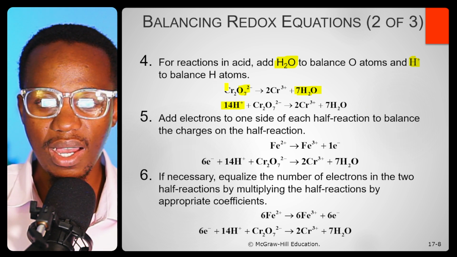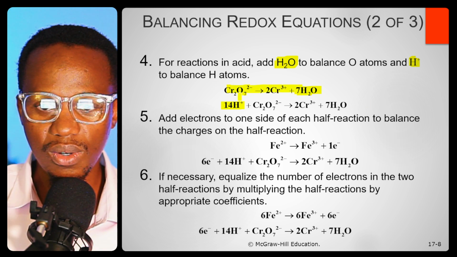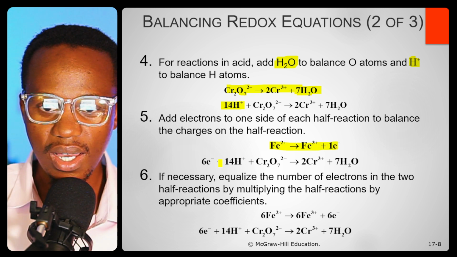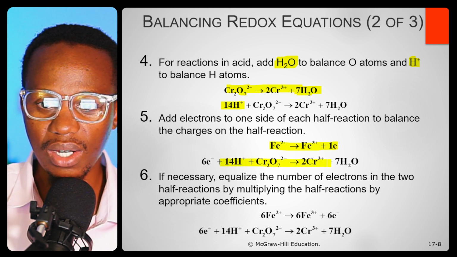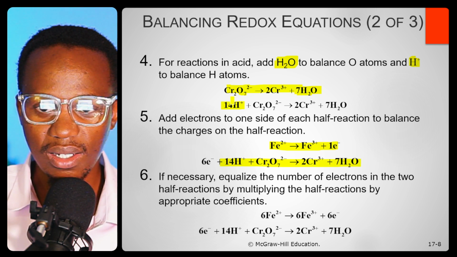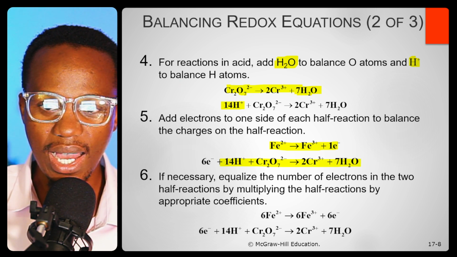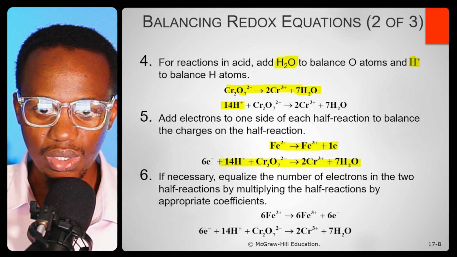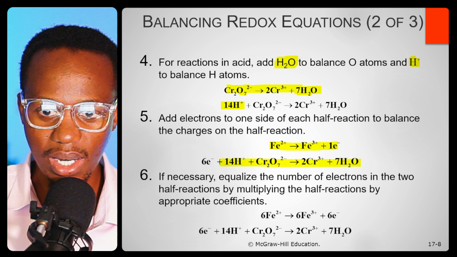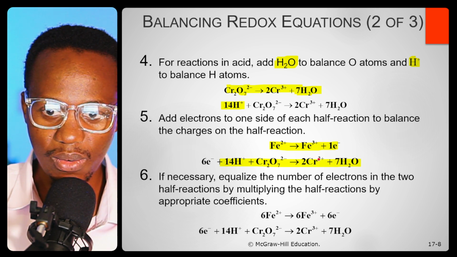So once you have this, now you have the two half reactions, right? You have these, but then you're like, okay, the electrons are not balanced. So let's add electrons to balance the charges. Why? Because look at this, right? The charges here are what?